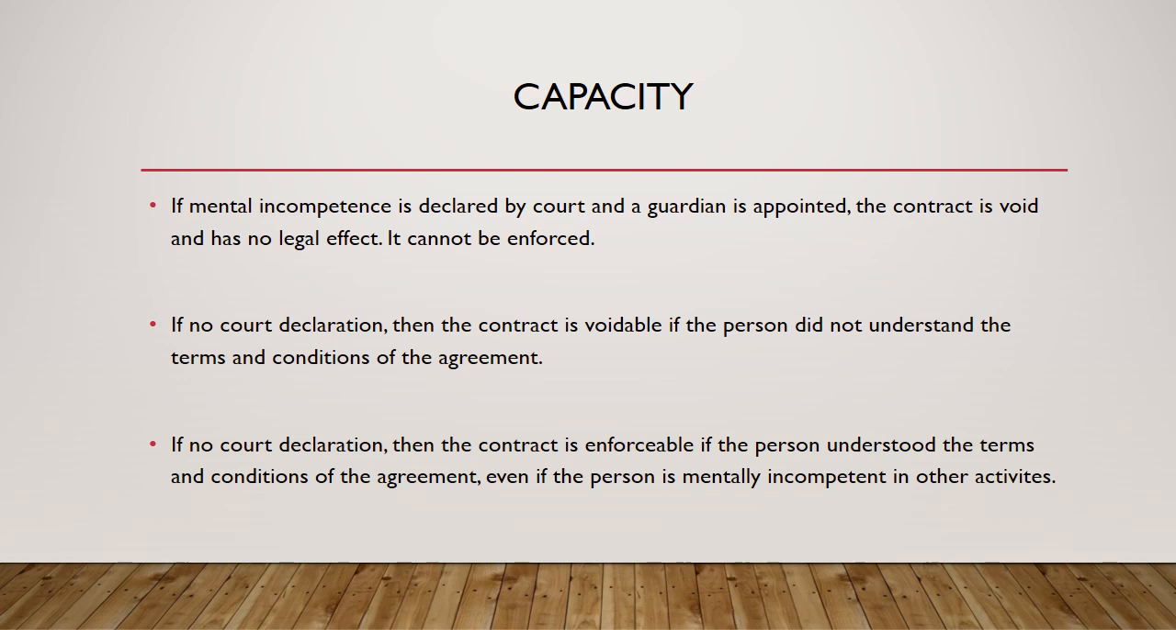But if a court hasn't made a decision about your mental competency, then the contract would be voidable if the person did not understand the terms and conditions of the agreement. So if the person is mentally incompetent and doesn't understand the terms and conditions, then it's voidable, which is the exact same thing as the example we just did with the minor. If the painter, instead of being a minor, is mentally incompetent and did not understand the terms and conditions of the agreement, then it would be a voidable contract.